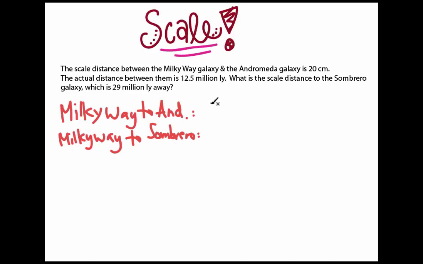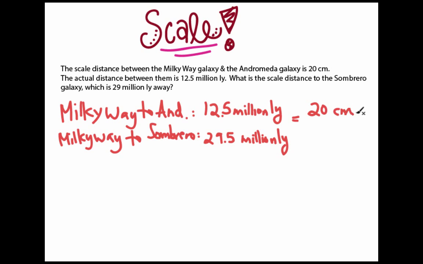Milky Way to Andromeda is 12.5 million light years. The Sombrero Galaxy is 29.5 million light years. The scale distance between Milky Way and Andromeda is 20 centimeters. And you're trying to figure out what the scale distance is to the Sombrero Galaxy. So that is your unknown. Now we have our equation based on what the question gave us.